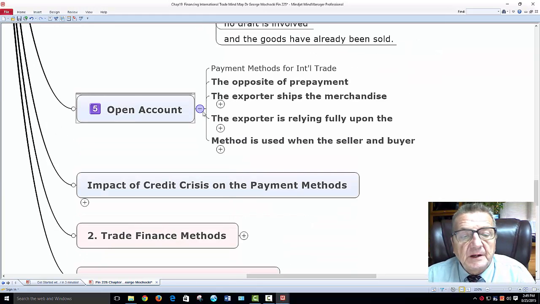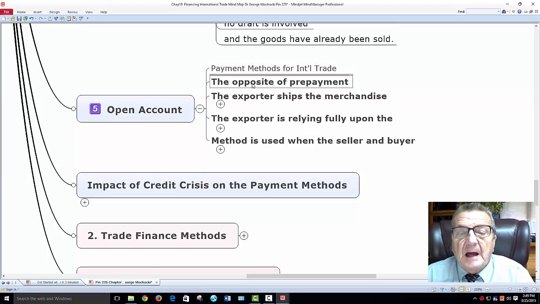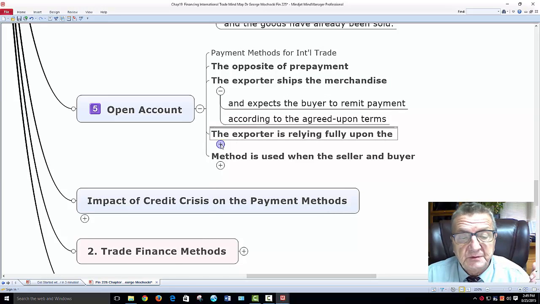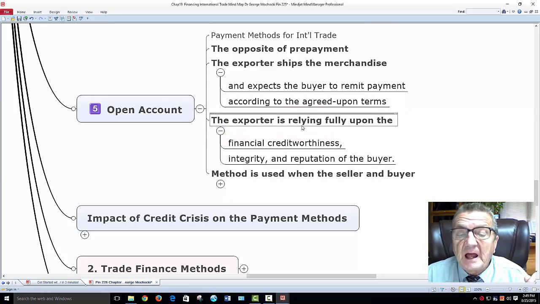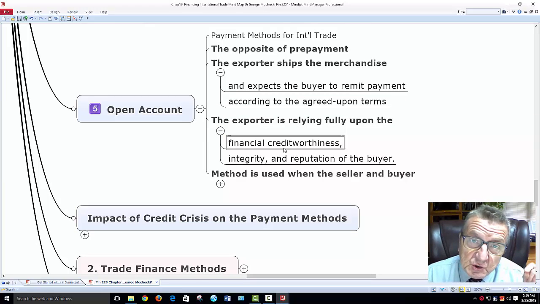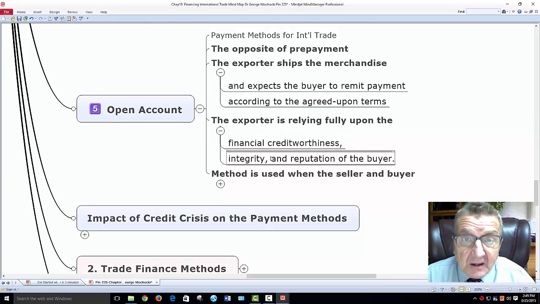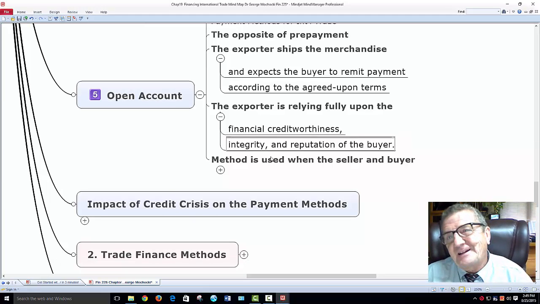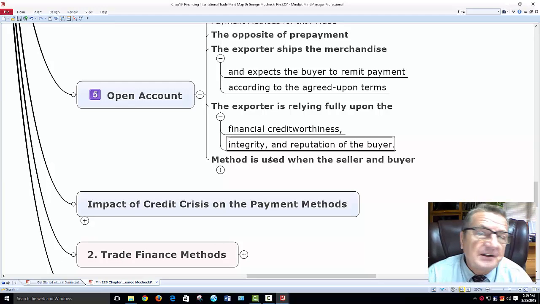Okay, so now we have an open account. What's an open account? Open account, or what we would call a line of credit. Opposite of prepayment, the exporter ships the merchandise and expects the buyer to remit payment according to the agreed upon terms. The exporter is relying fully upon the financial creditworthiness, integrity, and reputation of the buyer. Think of your FICO score; it's just an indicator.